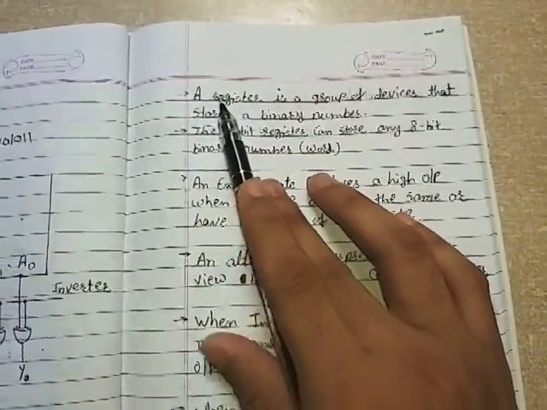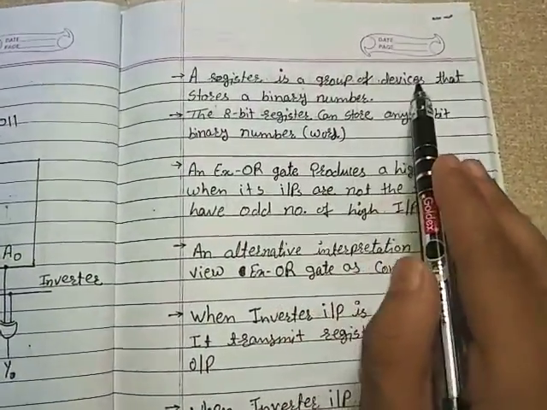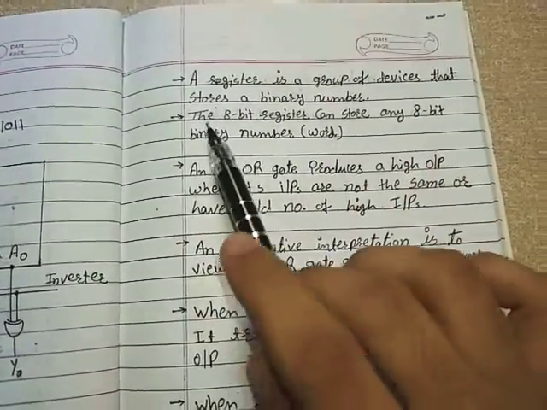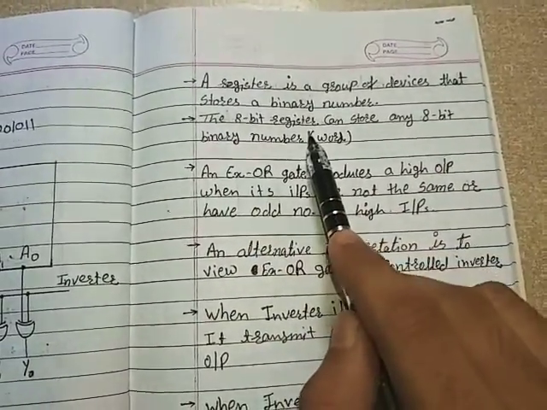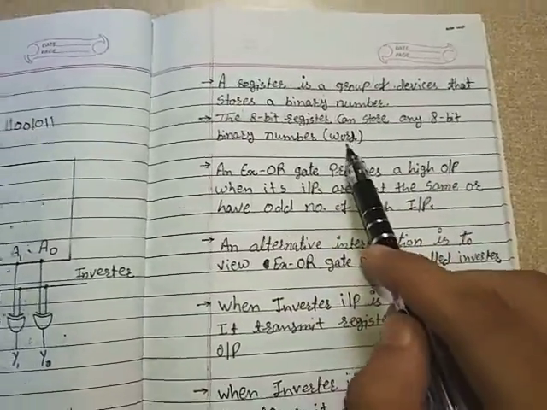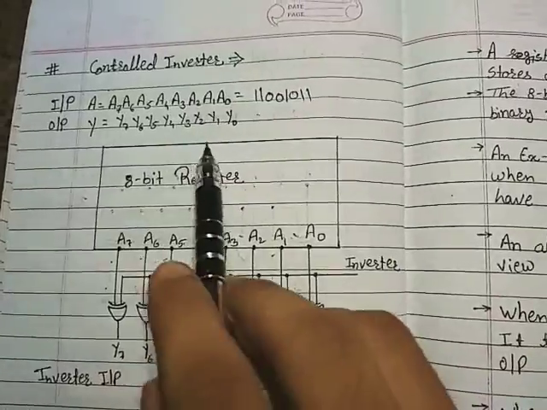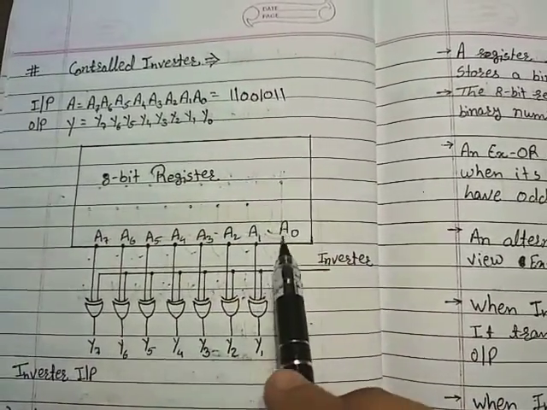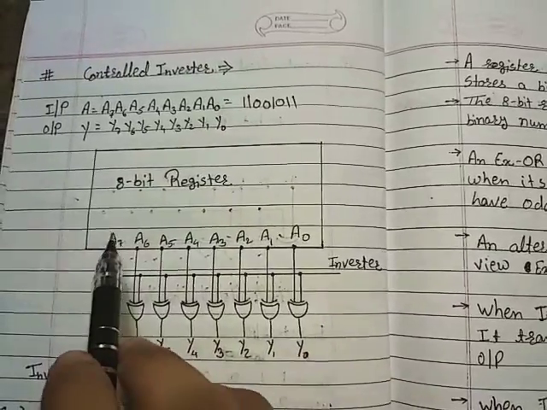A register is a group of devices that stores a binary number. The 8-bit register can store only 8-bit binary numbers, or a word. Here it is, an 8-bit register which is used to store 8-bit binary numbers from A0 to A7.